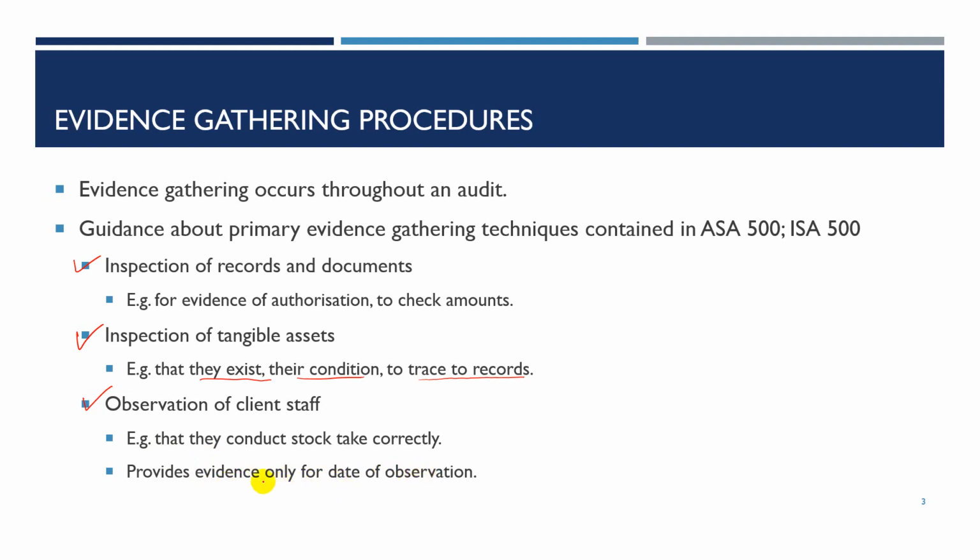However, observation provides evidence of a process only at the time the auditor observes it being carried out. The auditor needs to determine whether there is evidence that the procedures observed have been applied consistently throughout the period under audit.